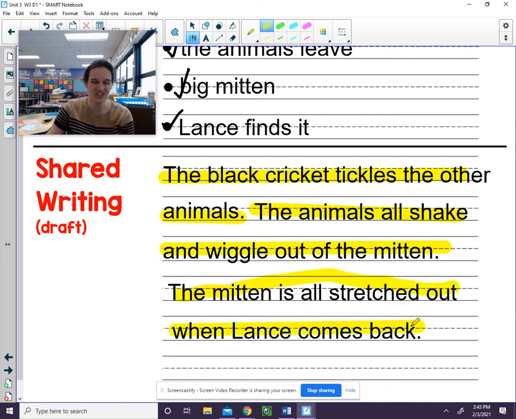Look, we changed the story. At least Lance found his mitten, but I don't know if it's going to fit on his little hand anymore. So friends, you can consider that when you're reading a story like a folktale. How could you change its ending?